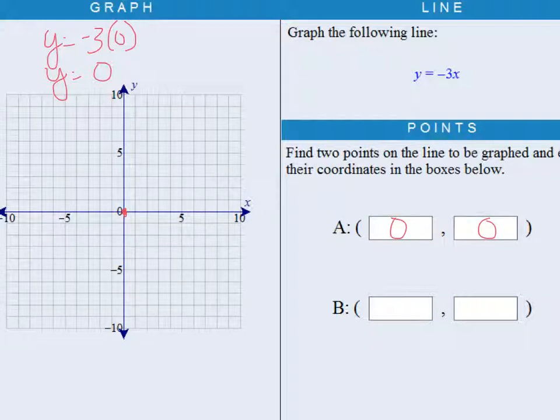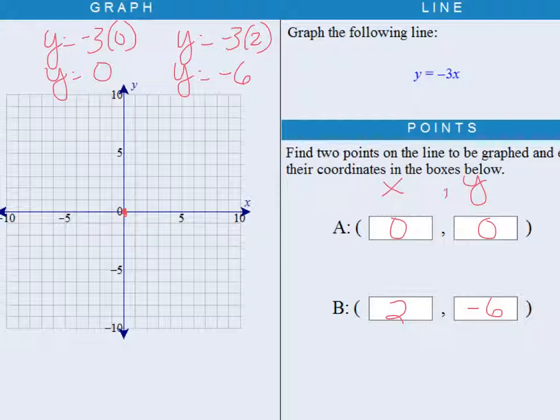Okay, and then let's try it again. Let's plug another number in. I don't know. Let's plug in a 2. So y equals -3 times 2. So that's going to equal -6. So when I plug in a 2 for my x, remember this is always x comma y. So when I plugged a 2 in for the x, I got a -6 back for the y. And so when I plot that point, over 2, down 6, I get a spot right here, and then you just connect those to draw your line.